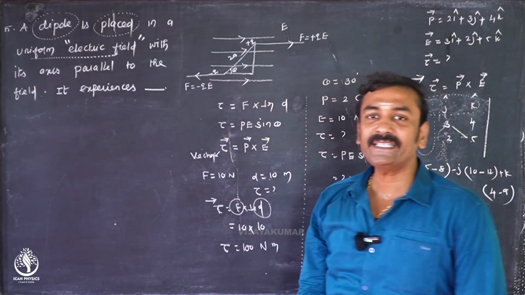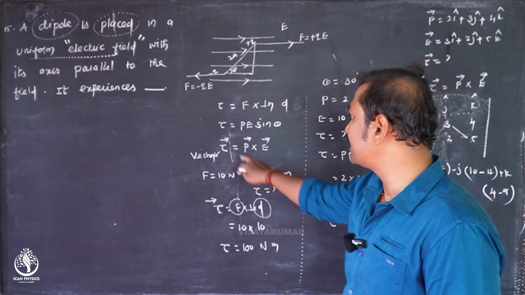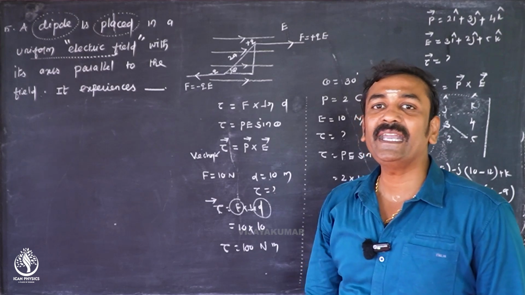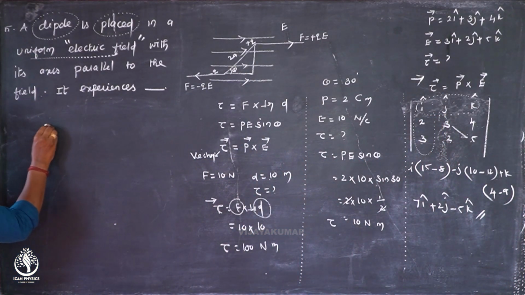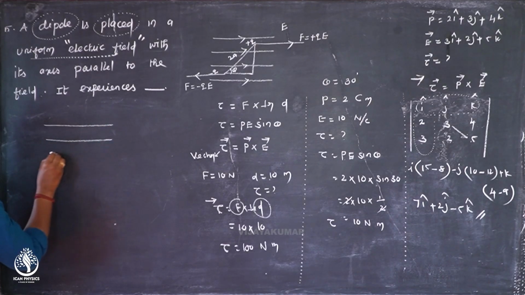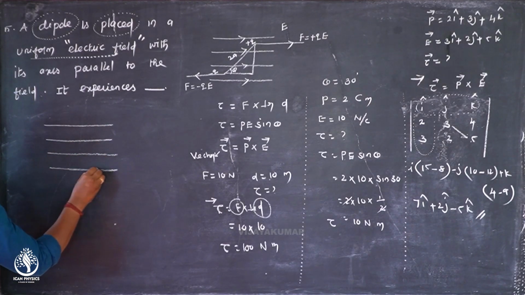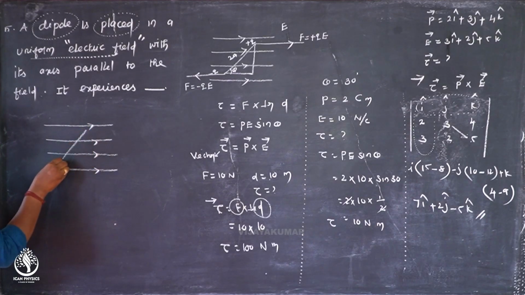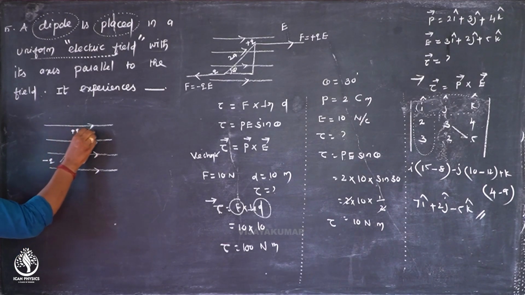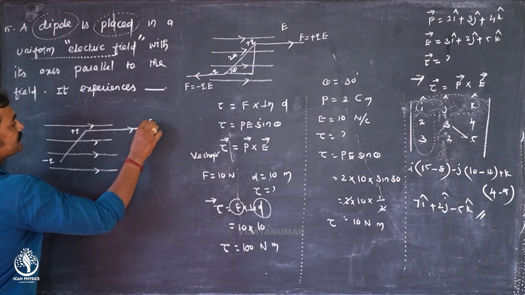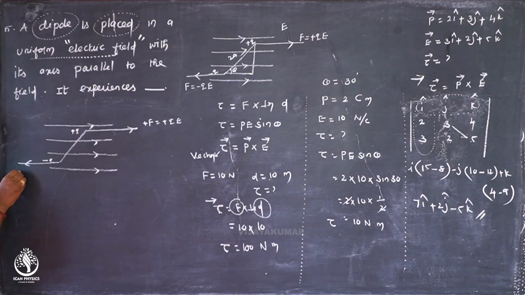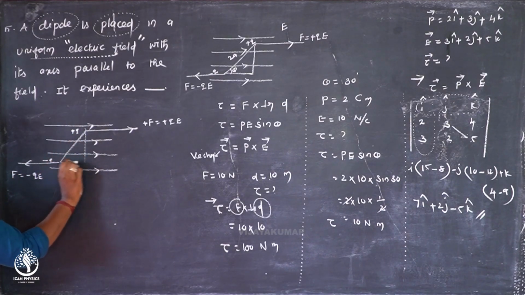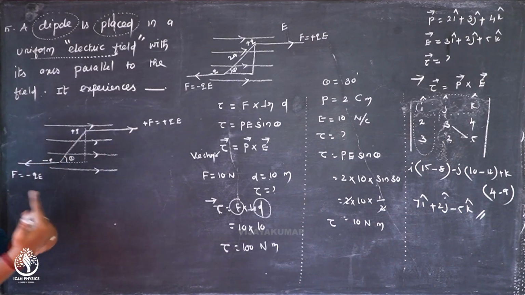An electric dipole is placed in a field. It produces the torque tau equal to PE sin theta. In a uniform electric field, when the dipole is placed, the plus charge experiences a force plus QE, and the minus charge experiences a force minus QE, which makes an angle of theta so that it rotates.